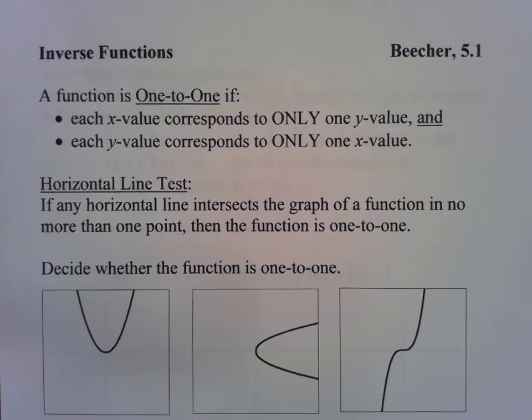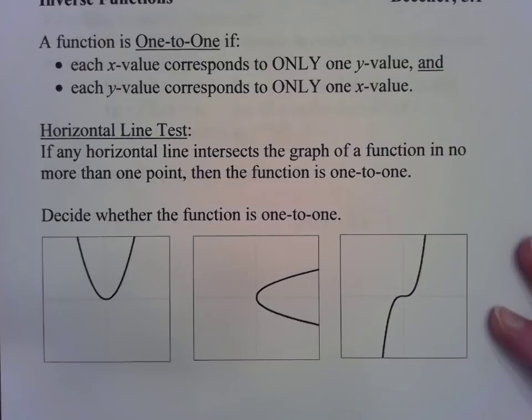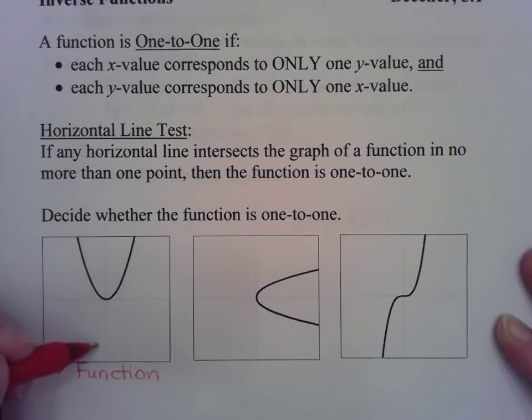So here are three different graph shapes. We want to test to decide, is it a one-to-one function? The first one is a parabola. We should ask ourselves really two questions. First, is it a function? And I would say yes to that, right? It's definitely a function. It passes the vertical line test. Any vertical line that I would draw through this function would touch only once.